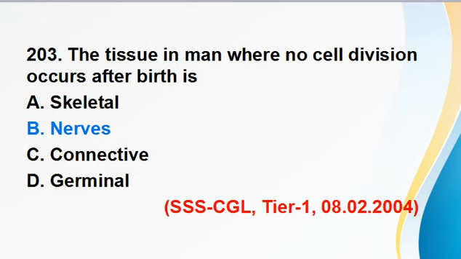Now question number 203. The tissue in man where no cell division occurs after birth: skeleton, nerves, connective, germinal. So answer B is correct. Nerve cells never divide or increase in number after you are born. If they are damaged, they are also not replaced. They remain as they are for the lifetime.